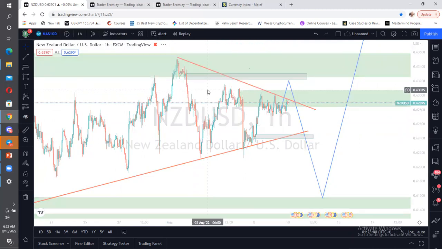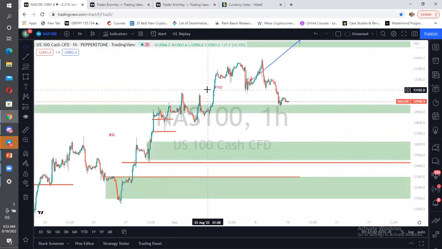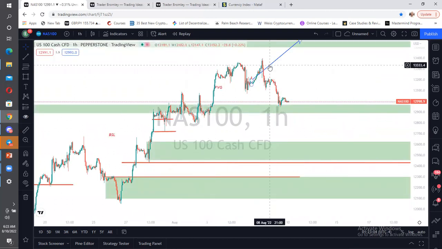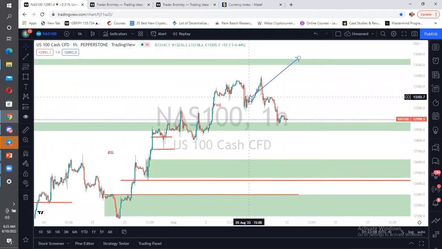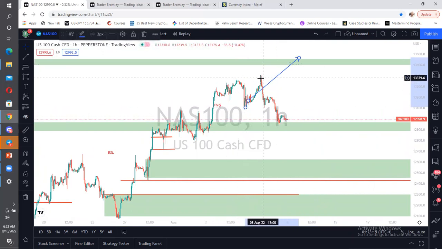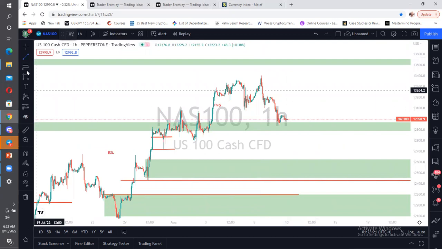So next one, Nasdaq. We anticipated that Nasdaq, from this particular push here, from down here, should get to this particular point. As you can see, Nasdaq got to this level and now has begun to come back down, and it has broken structure to the downside.